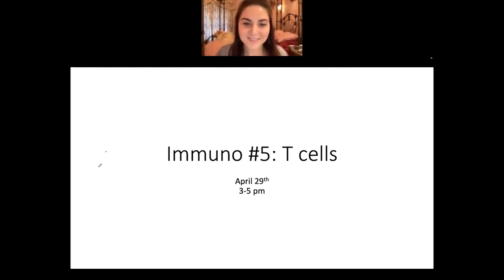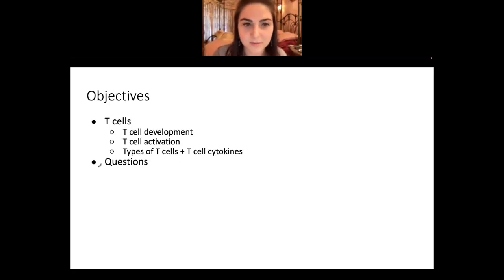So, hello. We're going to do T cells today. Continuing from B cells yesterday, we're at another adaptive immune cell. Pretty much the same objectives as yesterday, but instead of talking about antibodies, we're going to be talking about the subtypes of T cells and the different cytokines that T cells secrete.